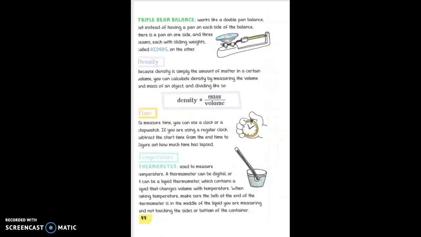Temperature. A thermometer. Used to measure temperature. A thermometer can be digital or it can be a liquid thermometer, which contains a liquid that changes volume with temperature. When taking temperature, make sure the bulb at the end of the thermometer is in the middle of the liquid you are measuring and not touching the sides or the bottom of the container.